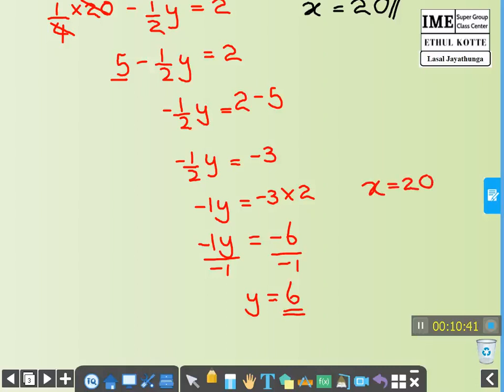then y equals 6. X equals 20, y equals 6.